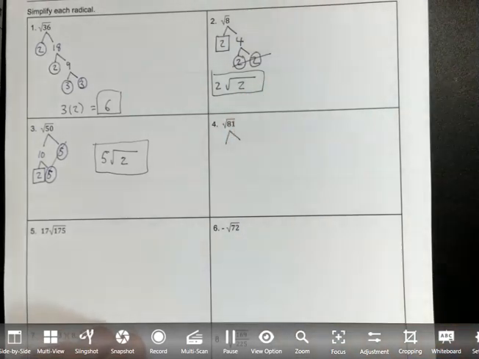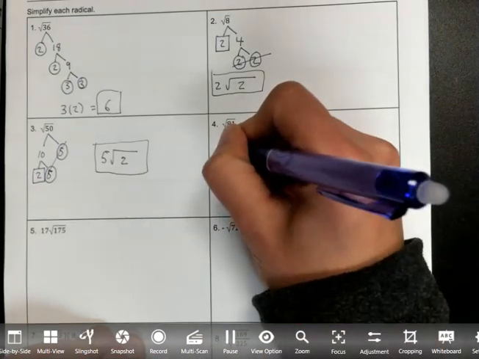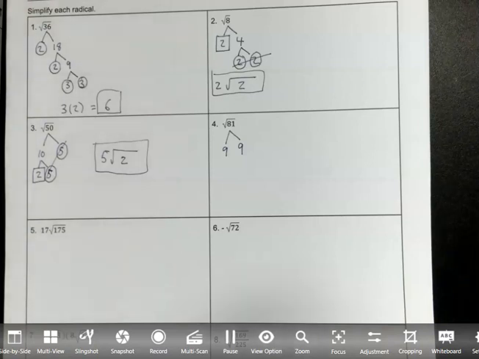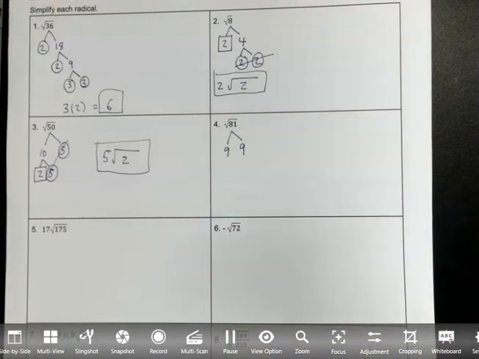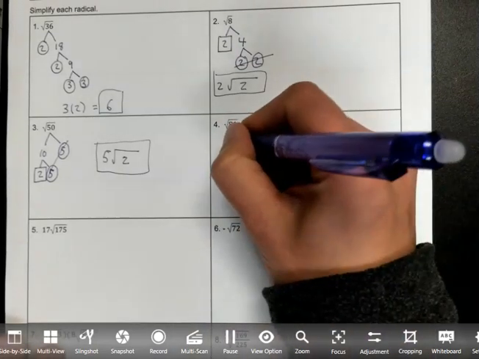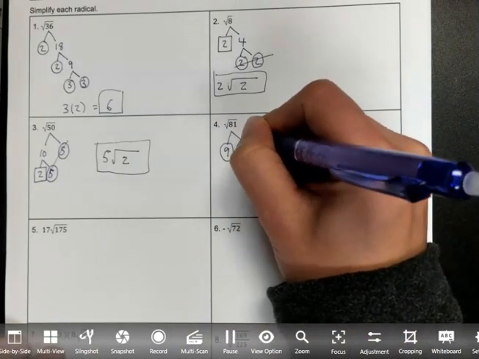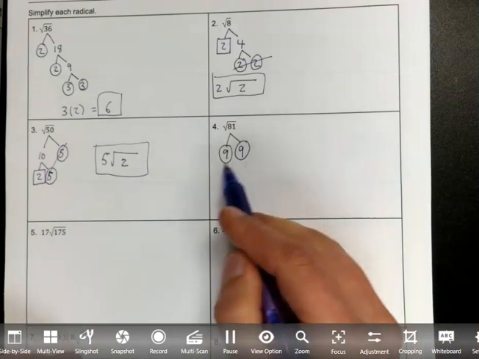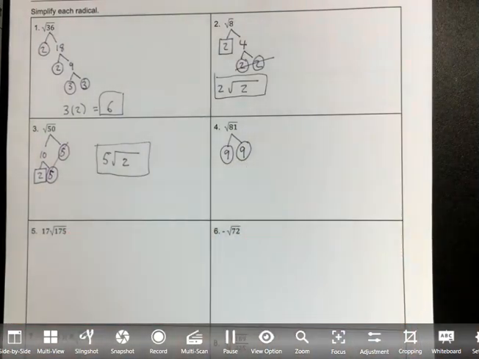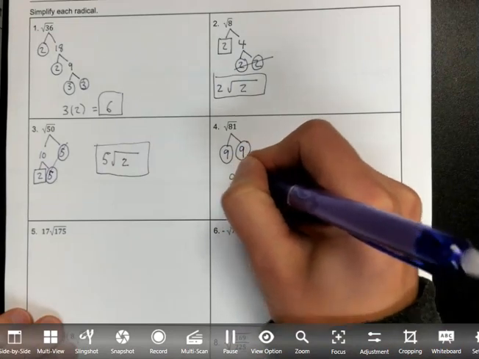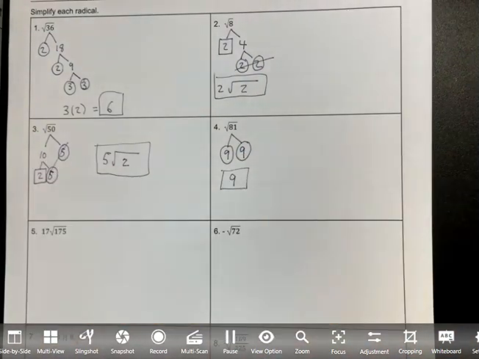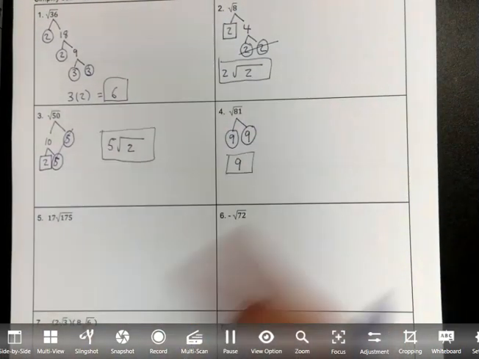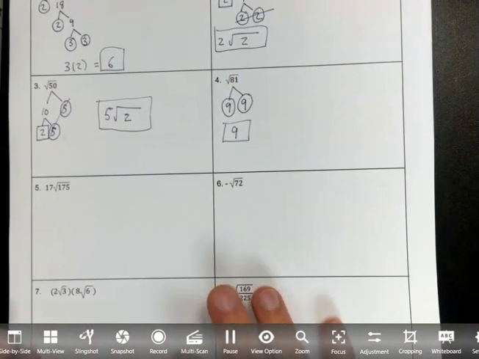Number 4. What times what equals 81? Oh, 9 times 9 is equal to 81. Do I need to break this 9 down further? I could, but I have pairs. My whole point of doing this is to find pairs and have my tree end with no more branches. My tree ended in pairs, so I'm done. That comes out of the box, so I have 9 completely out of my square root. I just have a regular 9 as my answer. The pair reduces to just one 9.